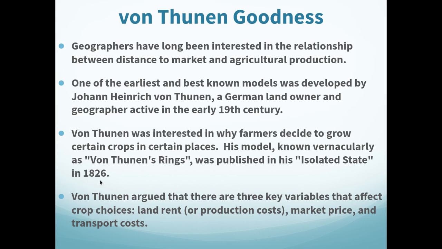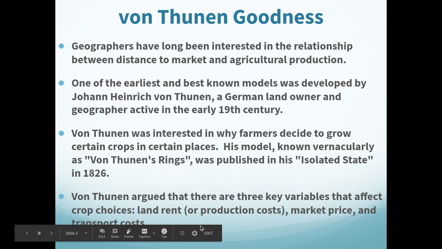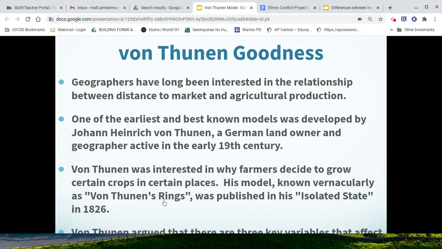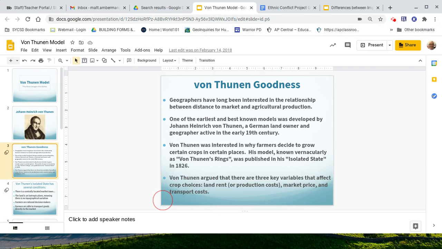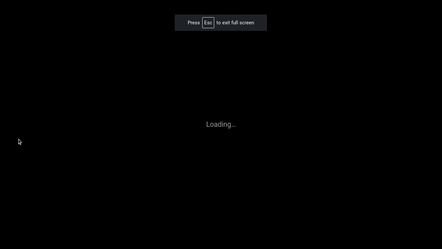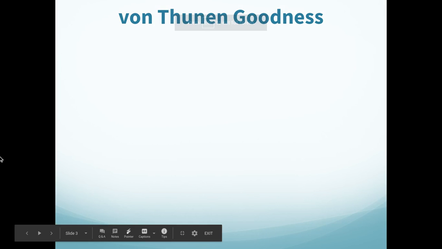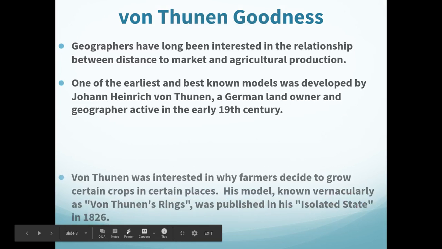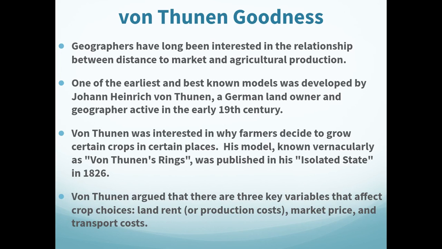If you go down to the bottom of your page, it says that there are three things we need to discuss. Number one, land rent. How much does your land cost? Two, how much can you get for your product? And three, what are the transportation costs? Those are three big ideas that are going to come back.